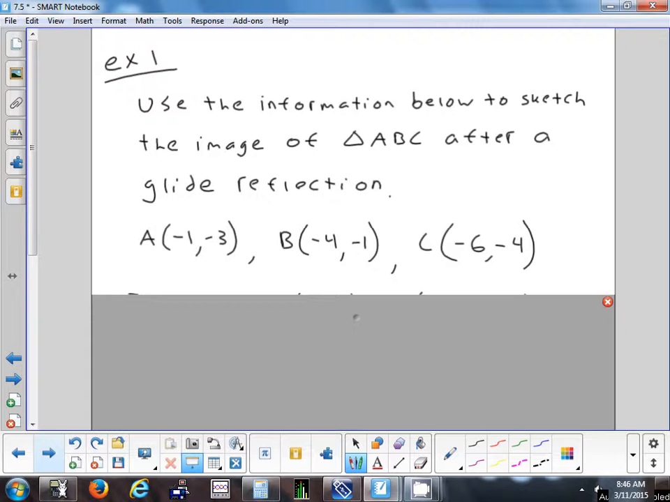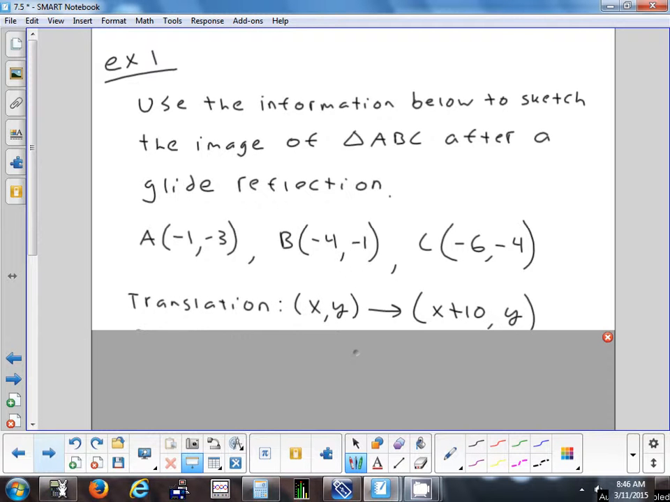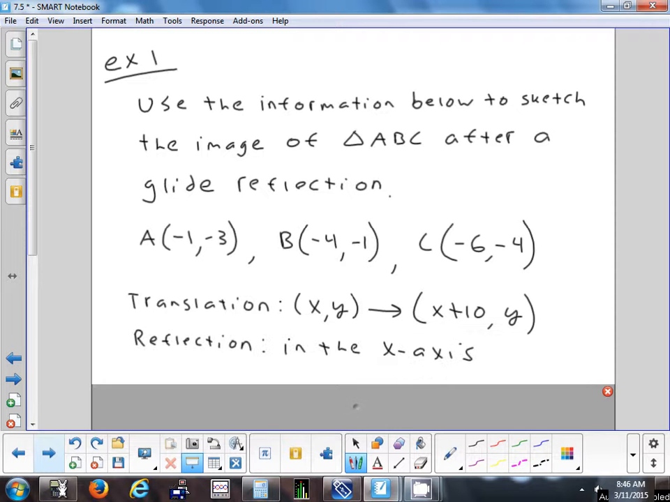All right, so let's try to do a sketch. It says use the information below to sketch the image of the triangle with those coordinates after we do a glide reflection. So there's my glide, my translation. I wrote it, I didn't use vector form. And then we're going to reflect over the x-axis. This part requires that you know what the x-axis is, what the y-axis is, basically how you draw lines. I'm not going to draw the x-axis for you. You have to know where that is and reflect over it.